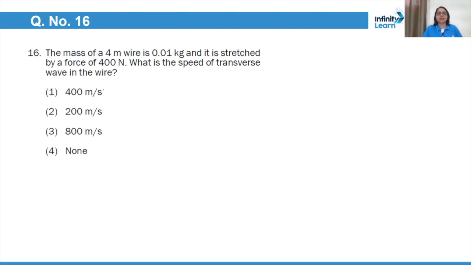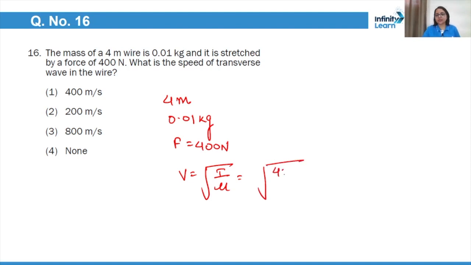Question 16. The mass of 4 meter wire is 0.01 kilogram and it is pressed by a force of 400 Newton. What is the speed of transverse wave in the wire? So speed is V. Speed of the transverse wave in wire is given as under root T upon mu, where mu is mass per unit length. So it is T, which is 400, divided by mu, that is mass 0.01 divided by 4. If you solve this, you'll get speed as 400 meter per second, which is option 1.